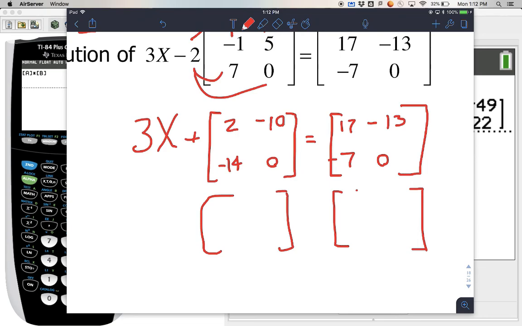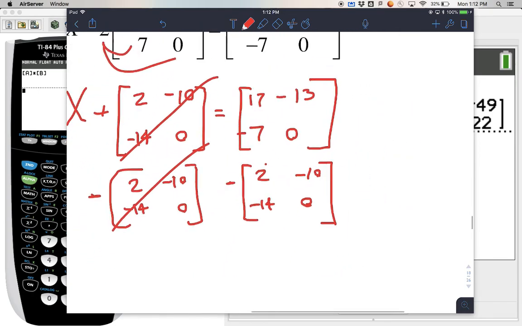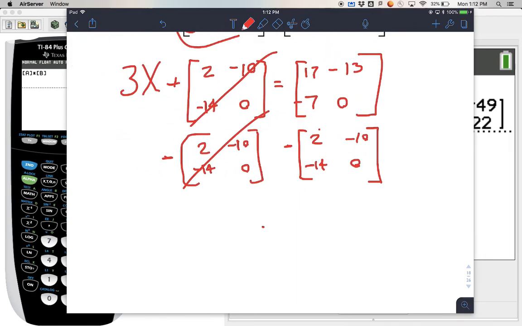Here's what I'm going to put: positive, negative 14, 0, but we're going to subtract that, so don't forget about your minus negatives. 2, negative 10, negative 14, and 0. Okay, so be kind of careful here. This matrix here, you're going to go 17 minus 2. Should get us 15. That's not too weird. But it's the minus negatives that you've got to worry about.